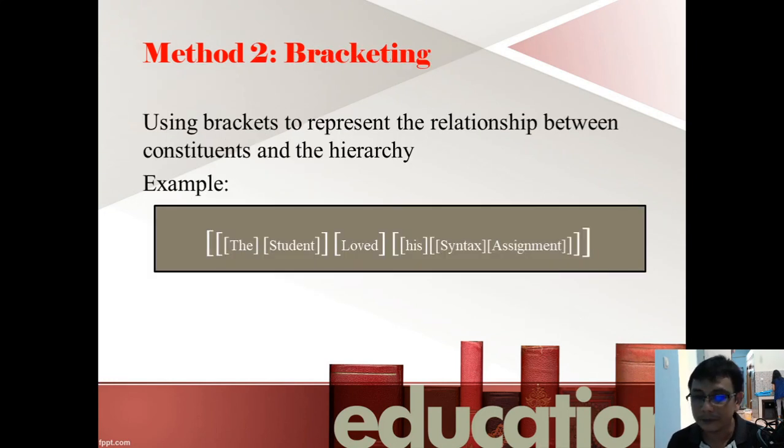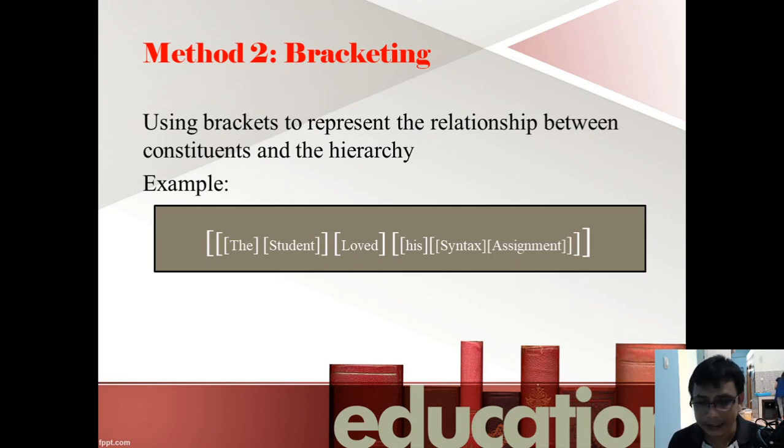Now let's move on to the second method, which is bracketing. Bracketing is a method in which we use brackets to represent the relationship between constituents. If you see the same example, the student loves his syntax assignment, we see some brackets, and I make an even bigger bracket outside, because the bigger brackets will enclose smaller brackets. So it's like stacking.